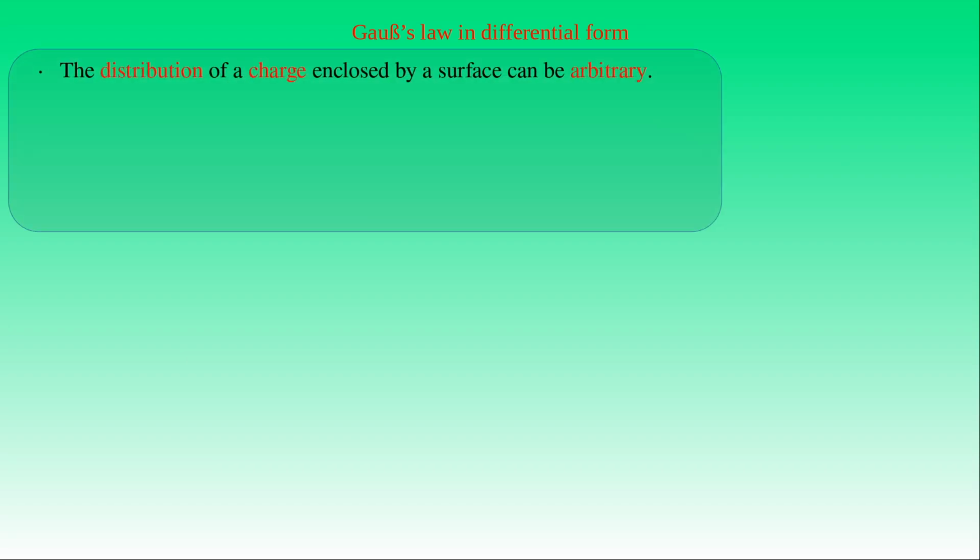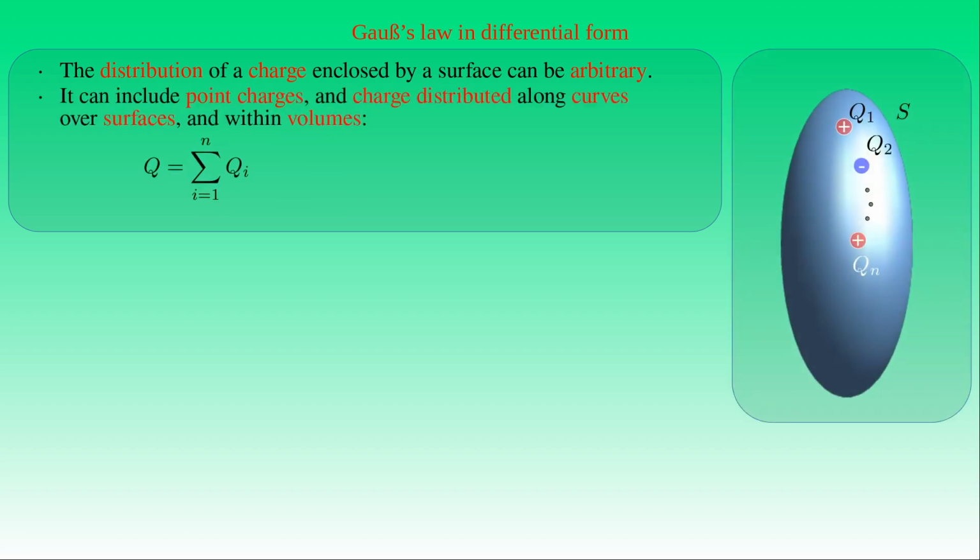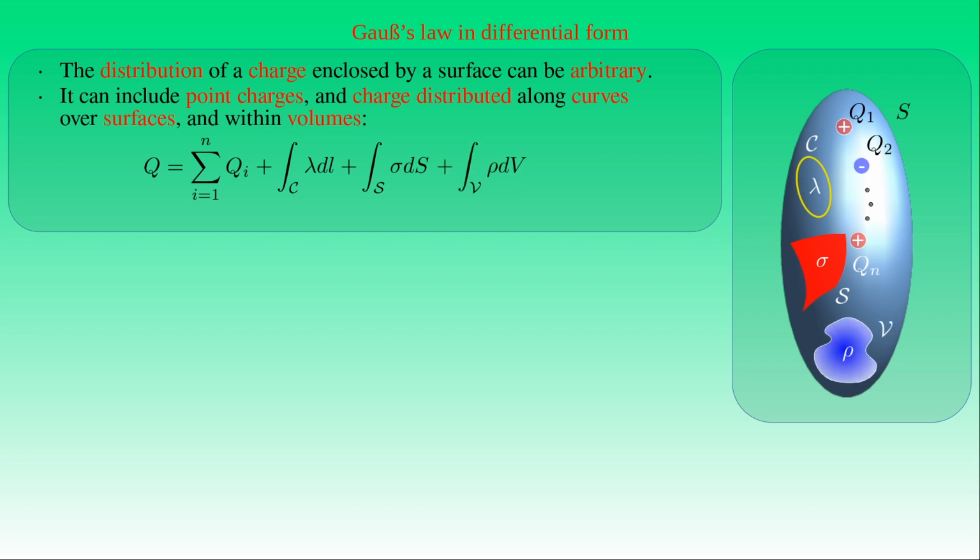In the next step, we will extend Gauss's law to electric fields due to continuous distributions of charge, where the distribution of a charge enclosed by a surface can be arbitrary. We can consider not only a system of point charges within a volume enclosed by a surface S, but also a charge distributed continuously along a curve C with a linear charge density λ, over a surface S with the surface charge density σ, or in a volume V with the spatial charge density ρ, all enclosed by the surface S.